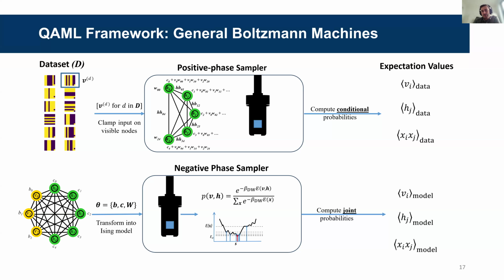So then for general Boltzmann machines, non-restricted, we have the same two parts. However, in the positive phase, because the hidden nodes are conditioned on each other, we also use the quantum annealer to sample from the clamped model. And so we compute the probabilities and expectation values from those samples, and then the negative phase doesn't change at all. It's the same with two parts.